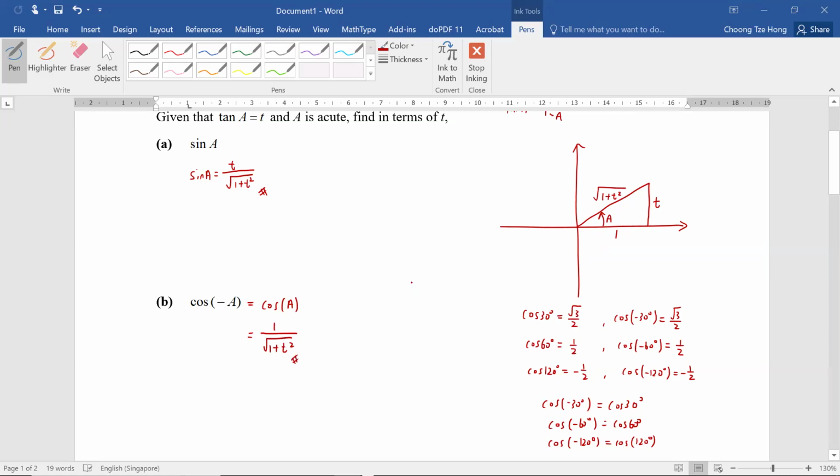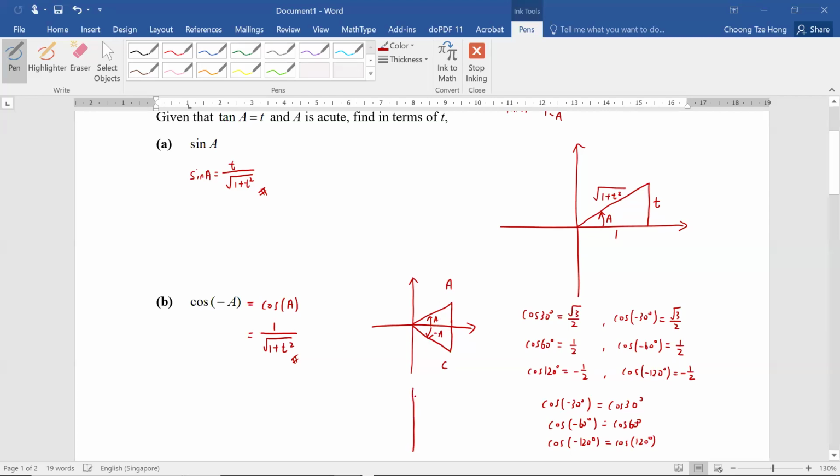If you think from the point of view of the quadrants, you will be able to understand better why this is so. A is over here, so where is the angle negative A? Negative A will be in the negative direction, and the triangle will be exactly the same. These two triangles will be congruent. A is in the first quadrant, negative A is in the fourth quadrant, so cosine will be positive also, which is the same as cosine A in the first quadrant, because in both the first and fourth quadrants cosine is positive. That's why cosine A and cosine negative A give you the same answer.